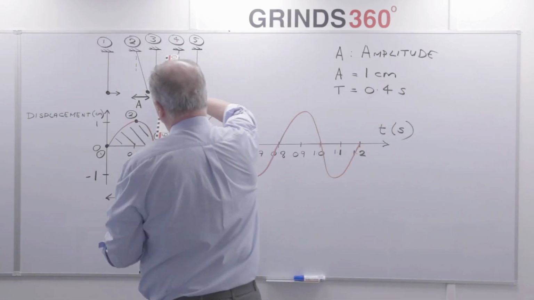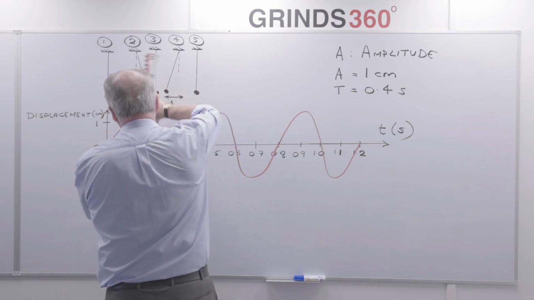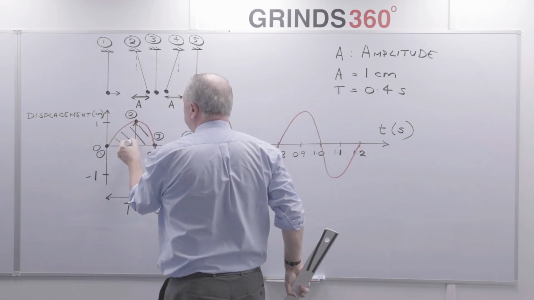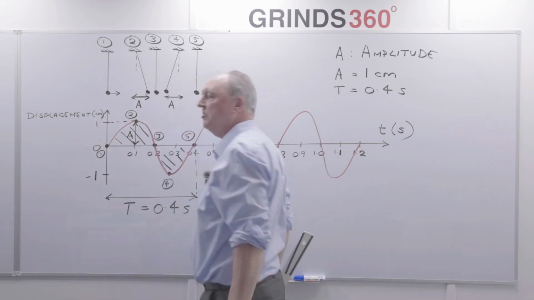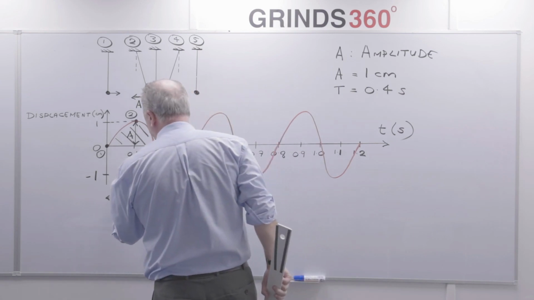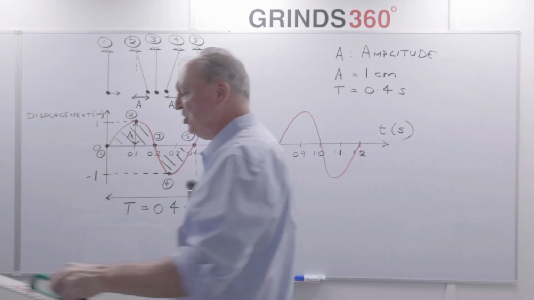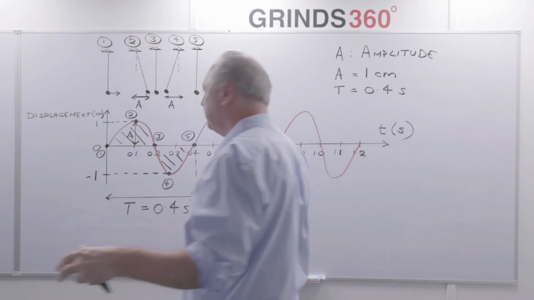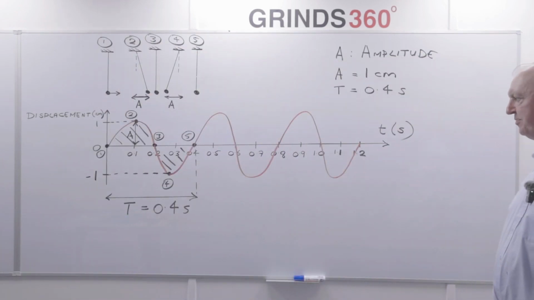You can see the amplitude from the graph as well. The amplitude is the height of the graph, the maximum height of the graph. That there represents the amplitude A. And you can see by going across there, that's 1 centimeter. Or in the opposite direction, it's minus 1 centimeter. But take the absolute value of it. So just by looking at the graph, I can see that the periodic time t is 0.4 seconds.